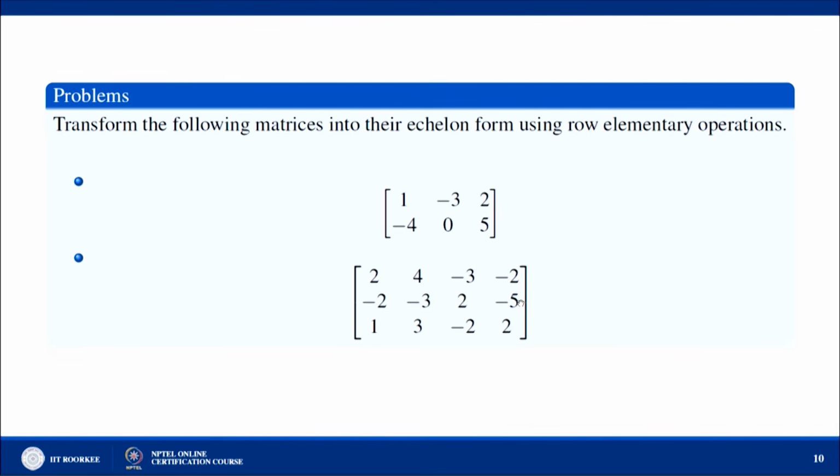Now, let us consider second example. The second example can be framed. You see, we have to form the echelon form of this matrix. So, how we can do that? Now, what is the matrix now?